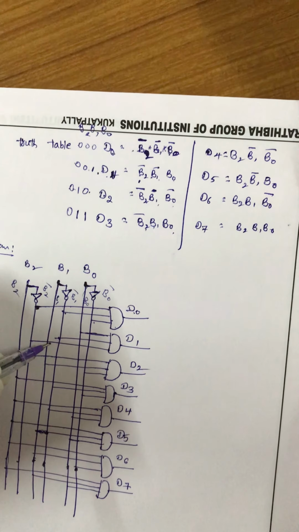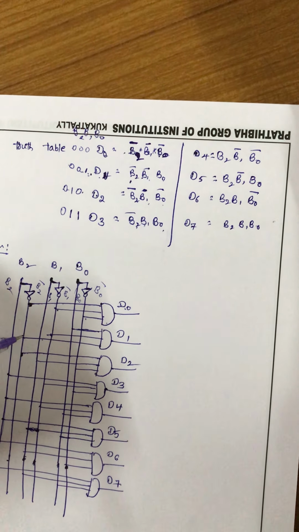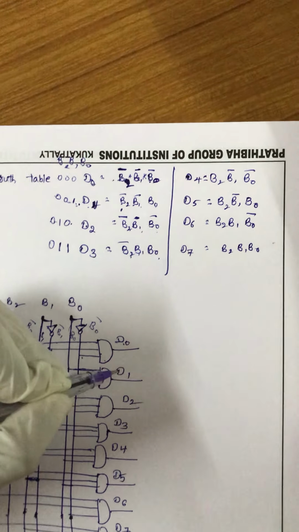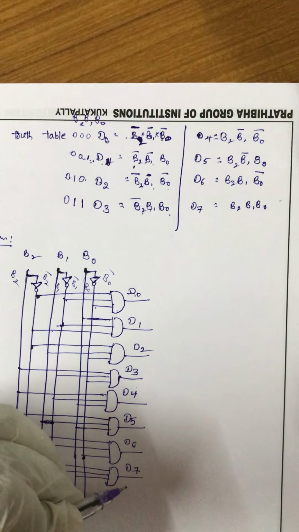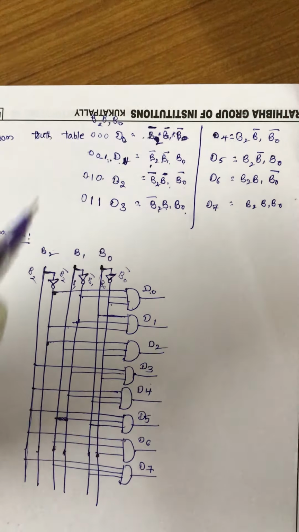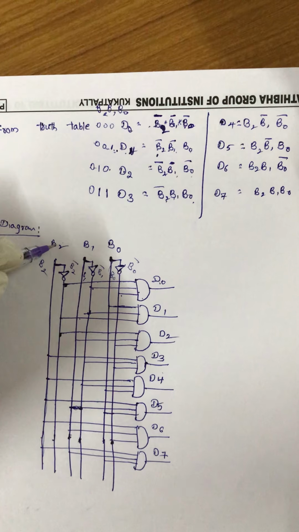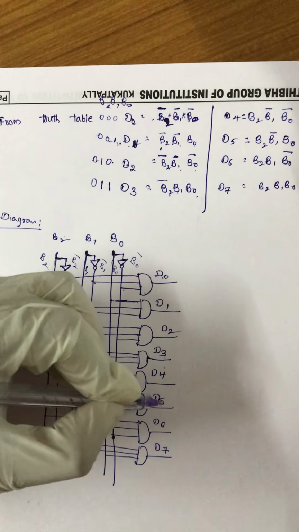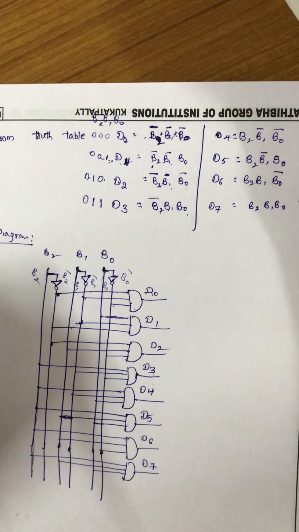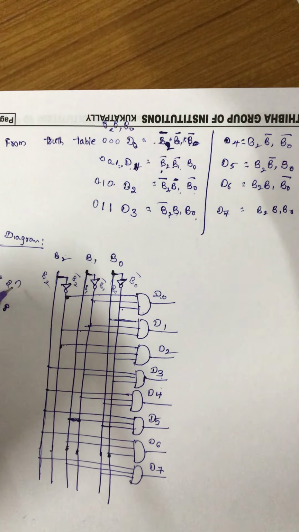Next, coming to the D1 condition, the 0 0 1 condition. The 0 0 1 condition means B2 bar, B1 bar and B0. So D1. Similarly, all outputs are connected by using the three inputs B0, B1, B2 according to the possibilities. Okay. So here we can observe three inputs B0, B1, B2, but 8 outputs. So here the decoder converts the n inputs, that is 3 inputs, into 8 outputs, by using the formula n to 2 power n.